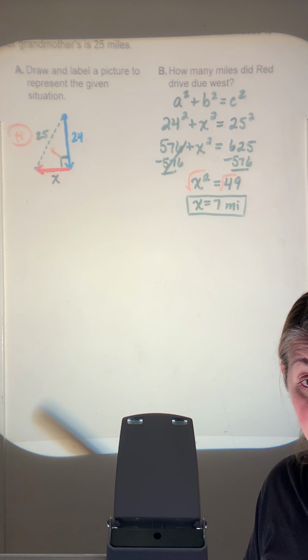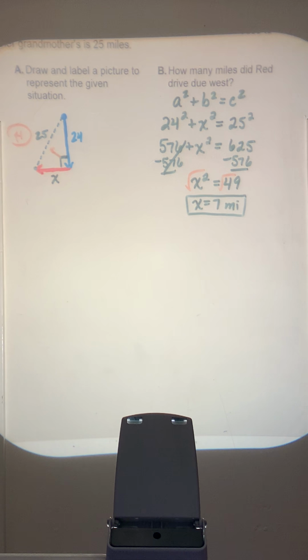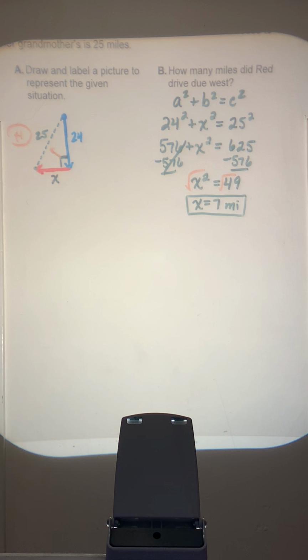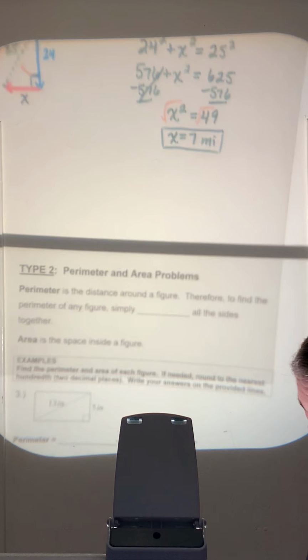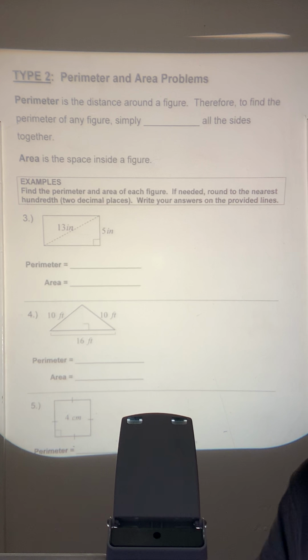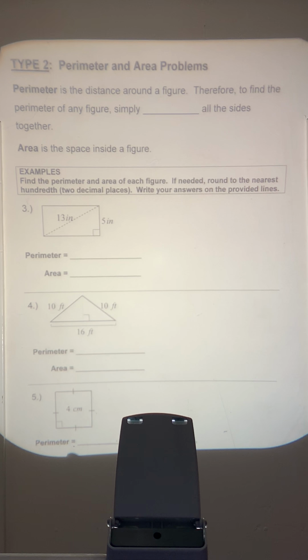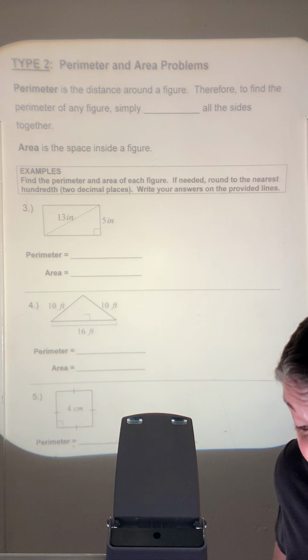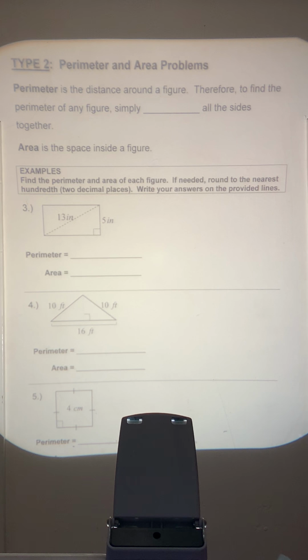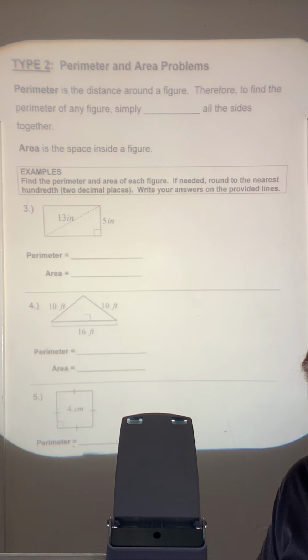All right, the last thing we're going to do today with our Pythagorean theorem is doing area and perimeter. And we've done area and perimeter, obviously, a bunch of times. But now what's going to happen is we're going to be missing a value, and we're going to need to use the Pythagorean theorem to find that missing value in order to then be able to complete the area and/or perimeter.